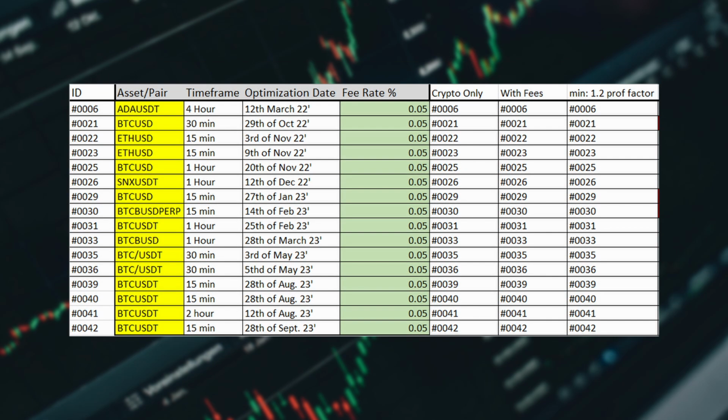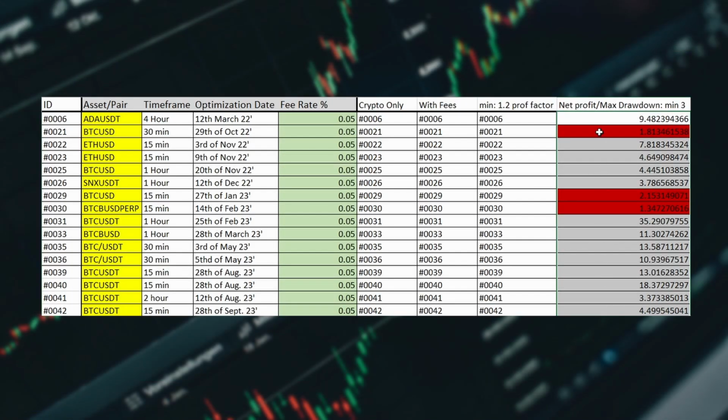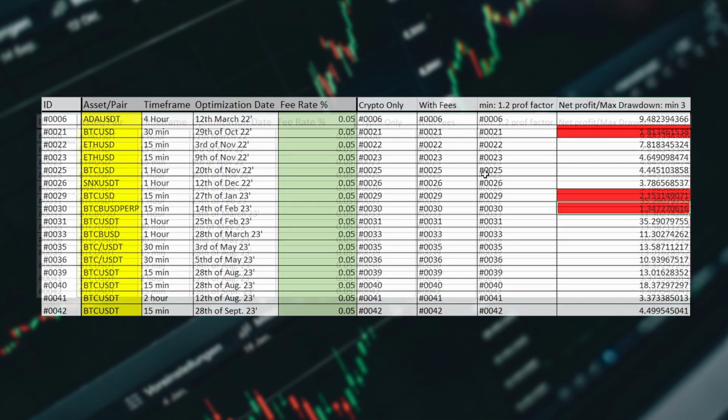Next up, I used another filter that I usually work with nowadays, which is the net profit divided by max drawdown. As I usually adjust my position sizing according to the maximum drawdown to be less than 15 to 20%, this is an important value. The higher this value, the better it is. I decided to eliminate every optimization that had a less than 4 net profit divided by max drawdown ratio. This way, optimization number 21, 29 and 30 were eliminated.